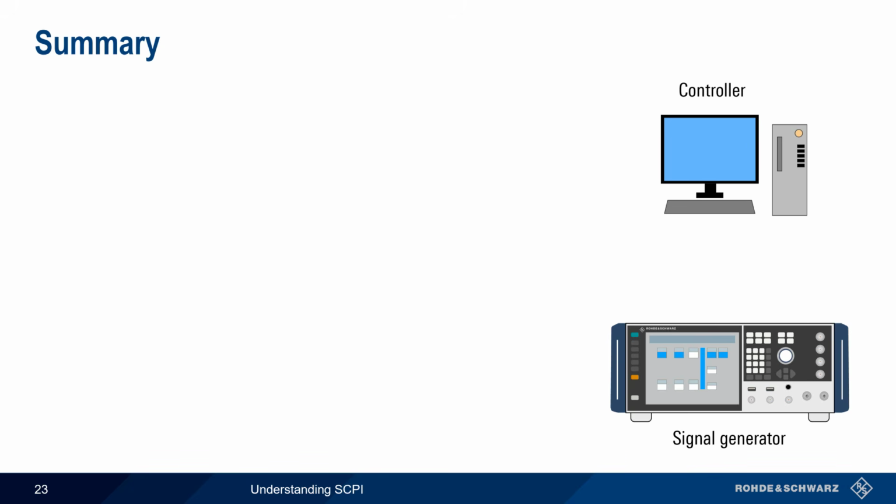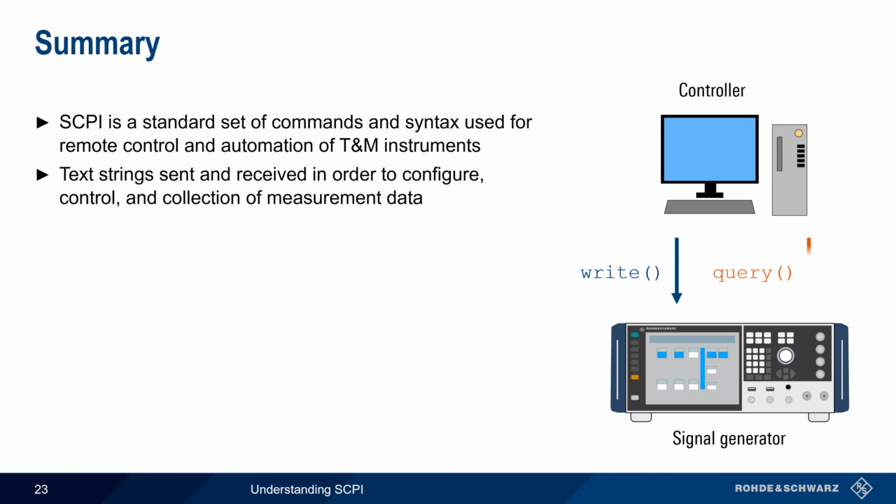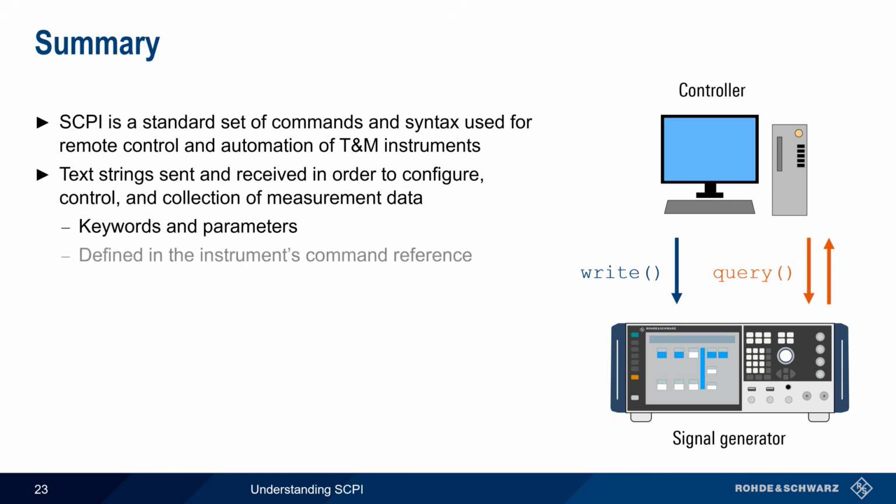Let's end with a brief summary. SCPI is a standard set of commands and syntax used for remote control and automation of test and measurement instruments. In SCPI, text strings are sent and received in order to configure and control instruments, as well as to obtain configuration and measurement values. SCPI commands consist of both keywords and parameters, and the list of supported commands and parameters, as well as usage examples, can usually be found in the instrument's command or programming reference.